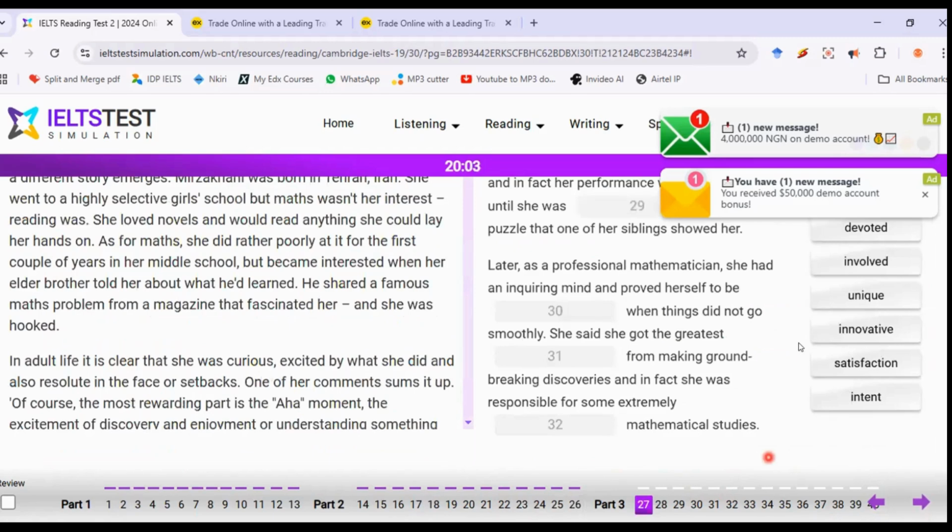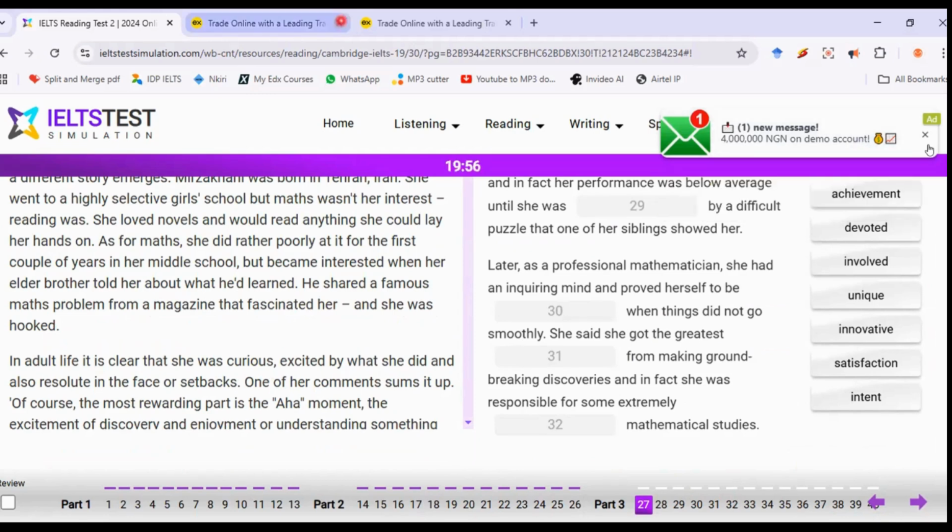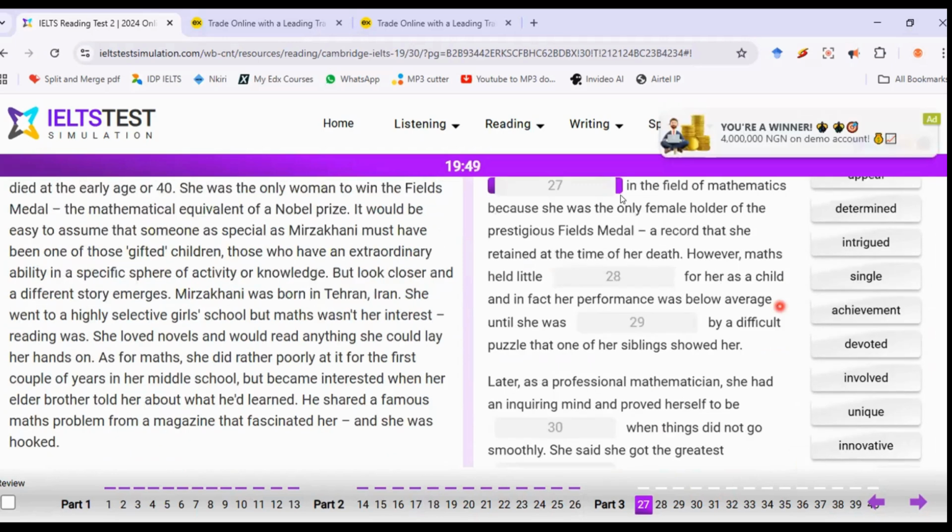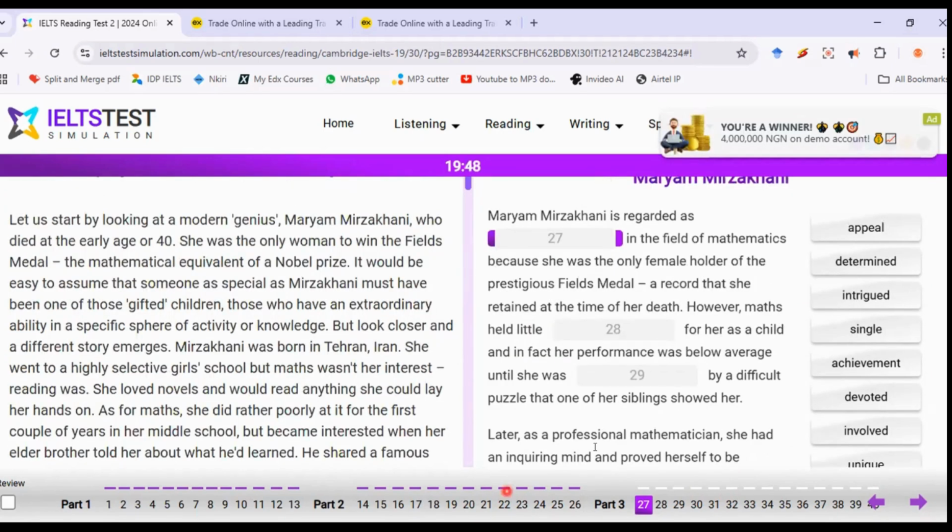Okay, so ladies and gentlemen, here we have our passage 3. Let me remove these adverts. These adverts are blocking my view. Somebody says, will adverts show up on the exam day? Not possible. Adverts cannot show up. You see this question type here? This is fixed gap filling. If you remember, I talked about that earlier on when I was introducing the lesson. This is fixed gap filling.